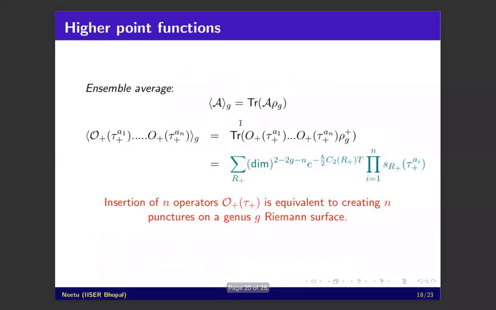And then if we take the ensemble average of n of these operators O, we get the higher point functions in 2D Yang-Mills. And these Schur polynomials correspond to the holonomies. Taking n of these operators is like introducing n punctures on the Riemann surface, and these Schur functions correspond to the holonomies around those punctures.